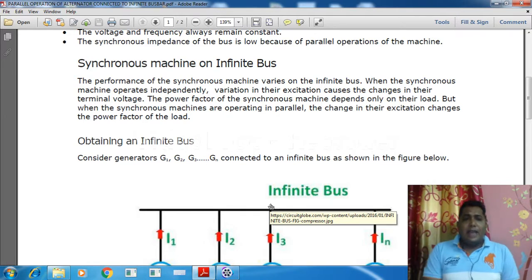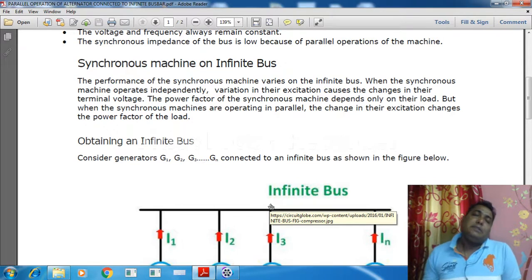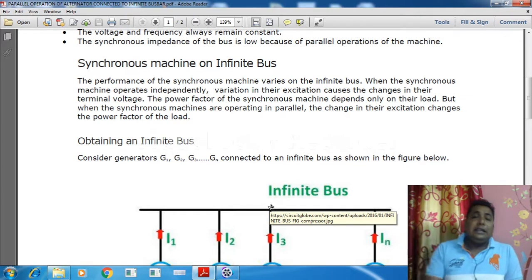Okay, and the power factor of the synchronous machine depends only on their load. As I have already discussed, when a single alternator is connected to a load, the power factor of the system depends upon the nature of the load. But when we are discussing the infinite bus, that means the alternators or synchronous generators are connected in parallel.